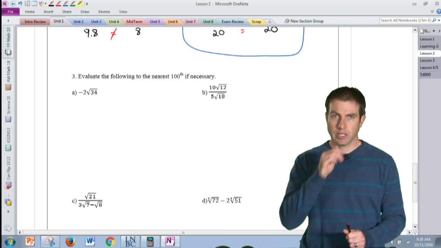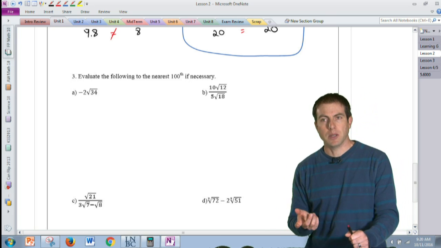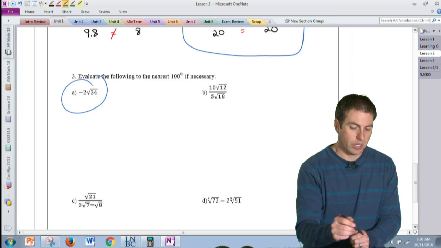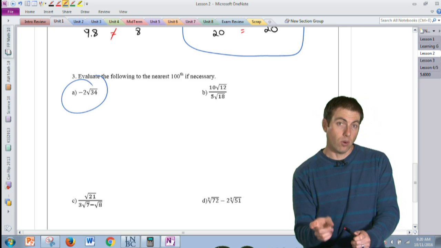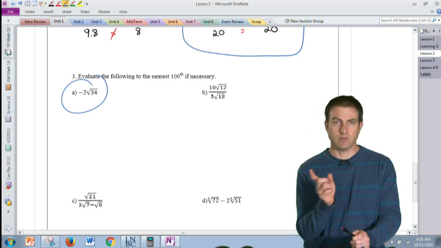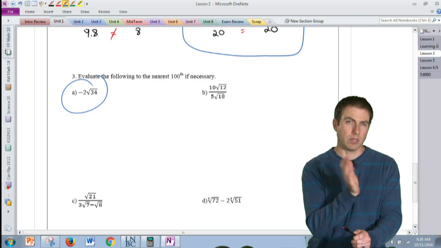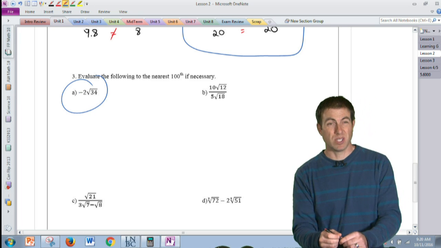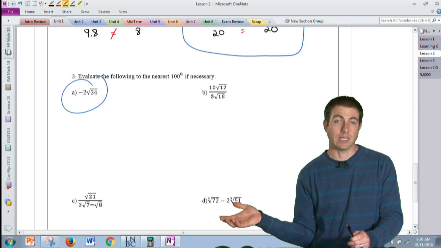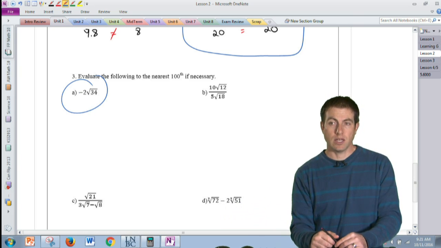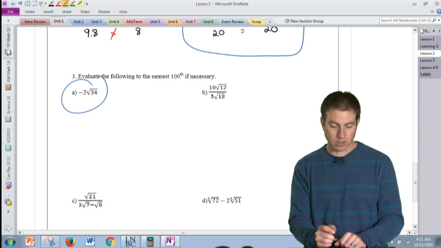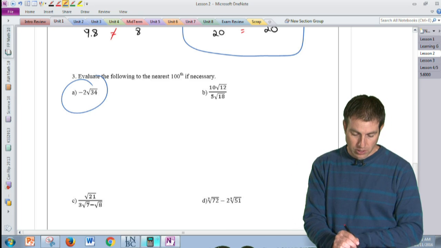Now, everybody's calculators are going to be a little bit different. For some of you, if we look at this first one here, you'll have to put in 34, and then hit the square root sign, and then multiply that by -2, and then get your answer, kind of working backwards. For some of us, we could just write it in our calculators as -2 root 34 and hit enter and see what we get. It just depends on how your calculator works, and that's literally half the battle here.